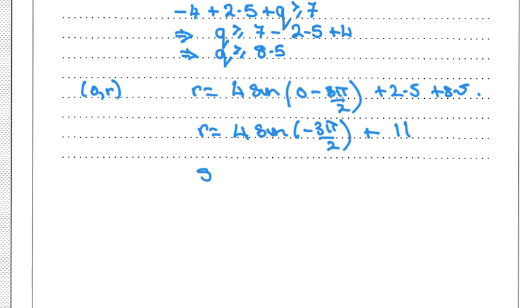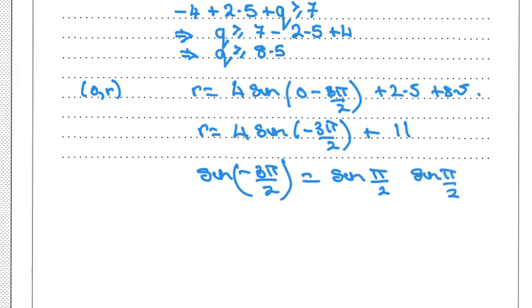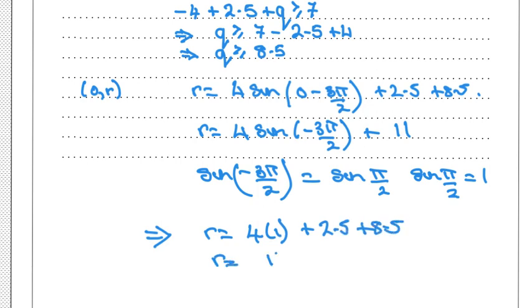But I know that sine of minus 3 pi over 2 is equal to sine pi over 2, and sine pi over 2 from the unit circle is equal to 1. So therefore I get r is equal to 4 times 1 plus 2.5 plus 8.5, so r is equal to 15.